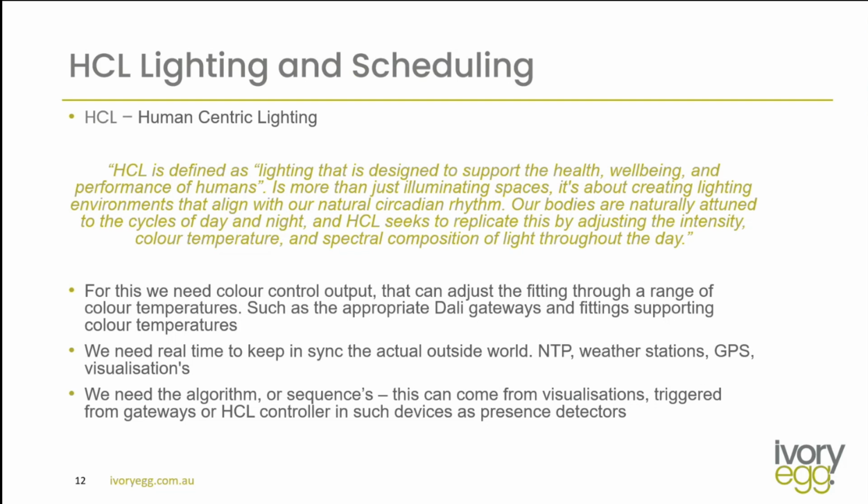So I put a little quote there that we got on our website for one of our things. But HCL is defined as lighting that is designed to support health, well-being, and performance of humans. It is more than just illuminating spaces. It's about creating light environments that align with our natural circadian rhythms. Our bodies are naturally attuned to the cycles of the day and night, and the HCL seeks to replicate this by adjusting the intensity, the color temperature, and spectral composition of the light throughout the day.